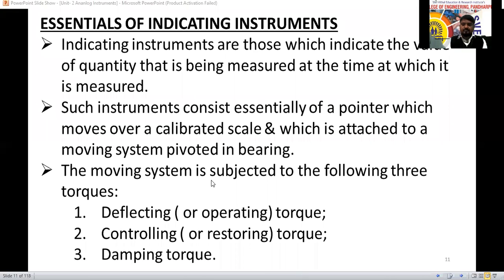Absent numbers. Okay, we'll stop here only and we'll continue in the next class. Tomorrow we'll discuss about these three, deflecting torque, controlling torque and damping torque, one by one. And one more thing, tomorrow I may take the test also. Remember that one, be ready for that. Chapter test I may conduct.